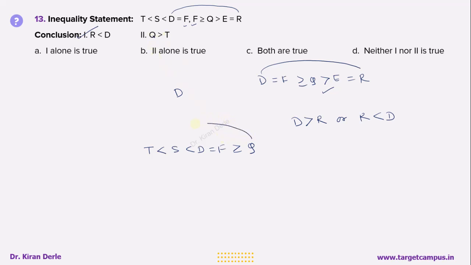Oh no, we cannot have a definite relationship between Q and T. Why? Because we don't have the same group of symbols, right? Same group of symbols we don't have, and so no definite relationship. The second conclusion will be rejected. Only the first is true, and so we'll click here only. I hope you understood this.